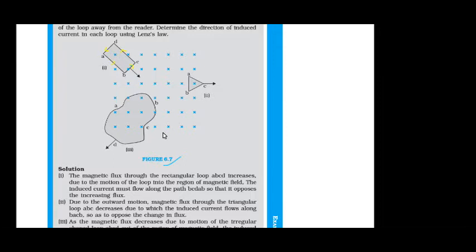So again, let us go through the solution. The magnetic flux through the rectangular loop ABCD increases. Why does it increase? Due to the motion of the loop into the region of the magnetic field. So you see, this rectangular loop is moving towards the magnetic field, so the magnetic flux increases. Therefore, the induced current will flow along the path BCDAB so that it can oppose the increasing flux.